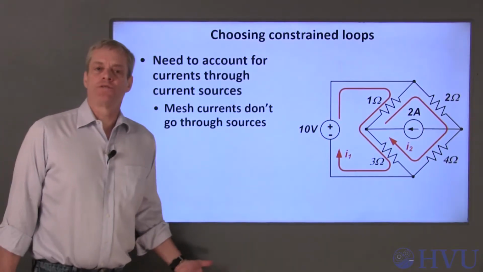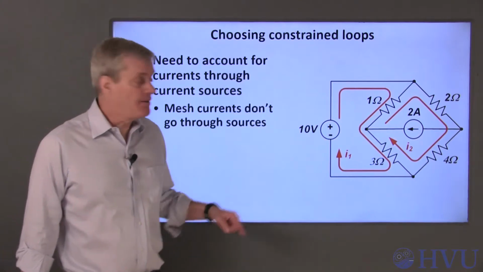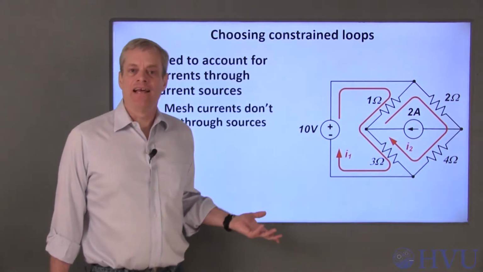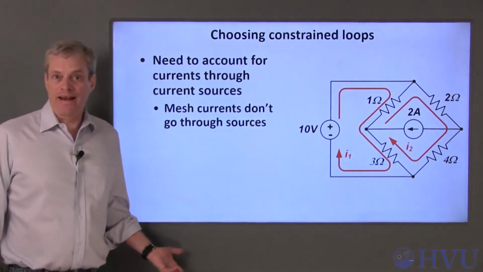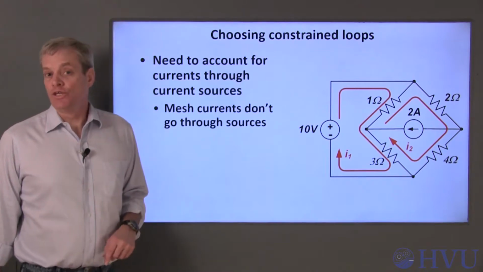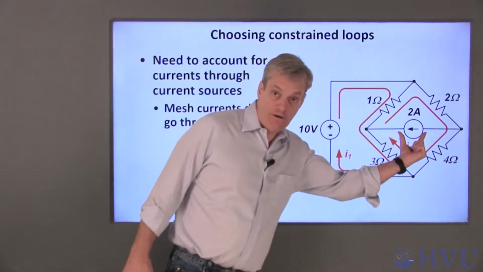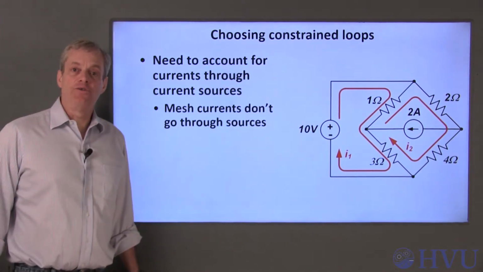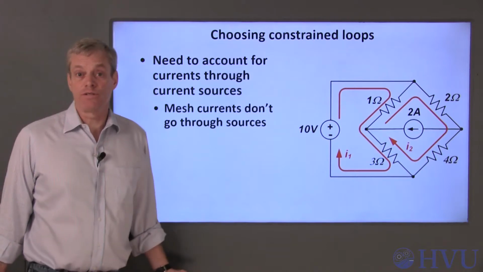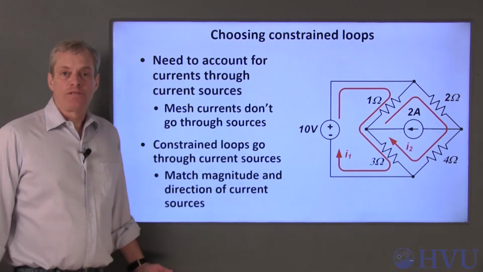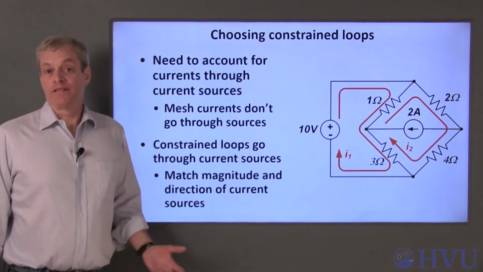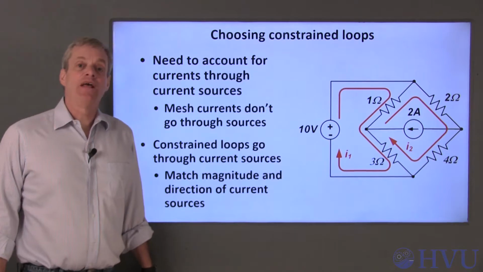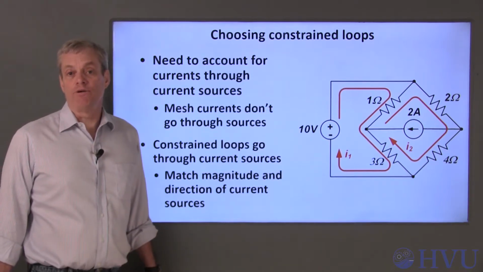If you choose mesh loops according to the rules in the previous slide, none of those loops will pass through current sources. Remember that the actual current through any element is the sum of the loop currents passing through that element. So we need to define additional loop currents to account for the current through the current sources. These additional currents are called constrained currents, since their values and directions are constrained by the current sources. The choice of constrained loops is somewhat arbitrary. The only requirement is that they form a loop so that they start and end at the same node, and that they match the magnitude and direction of the current source they're accounting for.